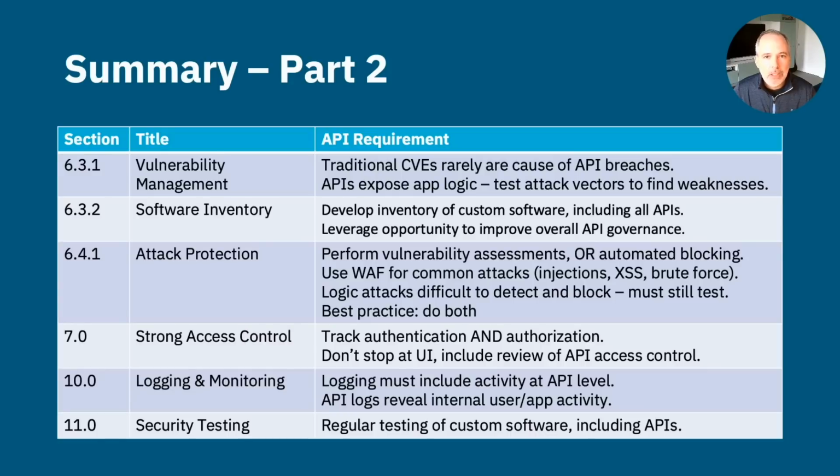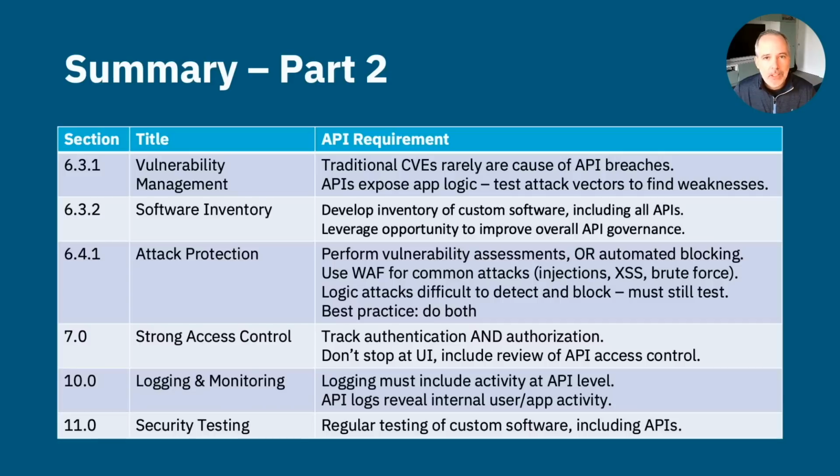6.3.2 requires organizations to develop and maintain an accurate and up-to-date inventory of all custom software. This must include your APIs. Having an accurate inventory is really part of a solid application governance program, where you standardize how APIs get created, set security policies that are implemented consistently, and all APIs get tested and deployed in a common way.